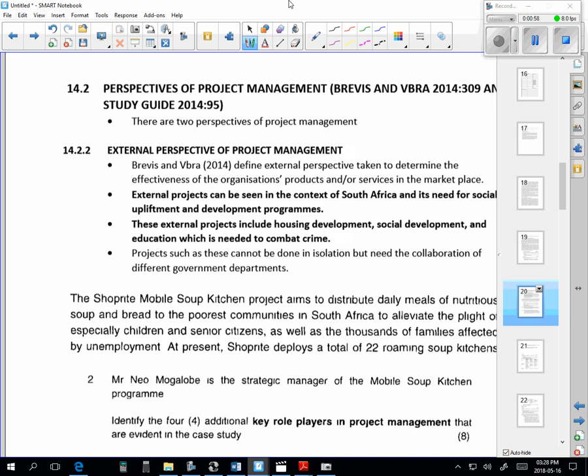So let's see, there are two perspectives. Anyway, I think it's an external one, the soup kitchen. So I've said here the defined external perspective is taken to determine the effectiveness of the organization, products or services in the marketplace. Your external projects can be seen in the context of South Africa and its need for social upliftment and development products. These external projects include housing development, social development, and education, which is needed to combat crime. Projects such as these cannot be done in isolation, but need the collaboration of different government departments.